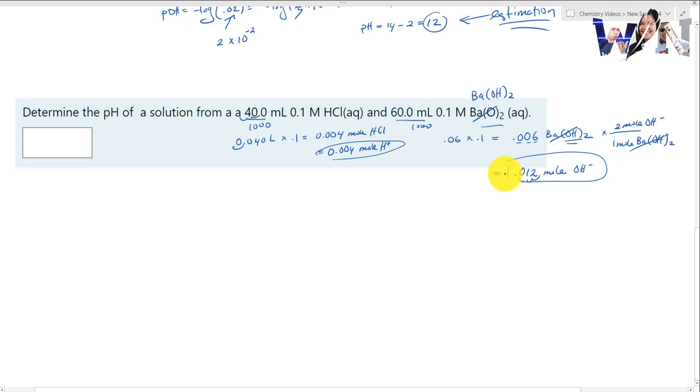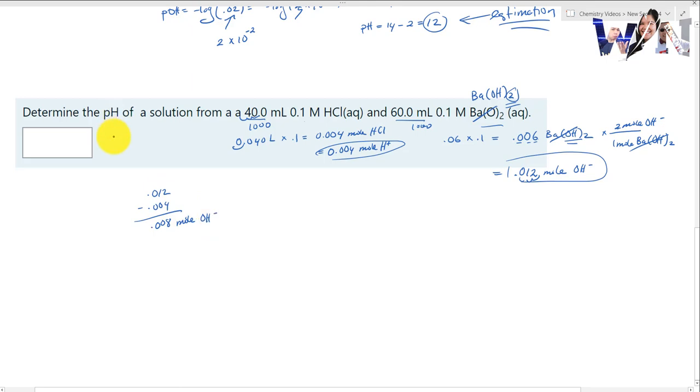One best way to do this is to just multiply by whatever number is right there. That's the shortcut. The same thing for H: if there's a 2 there, you just multiply your answer by 2. But this is the full explanation behind it. So in this case, we have 0.012 and 0.004, so of course this is higher. So we have 0.012 minus 0.004, which gives us 0.008. This is the moles of OH minus.